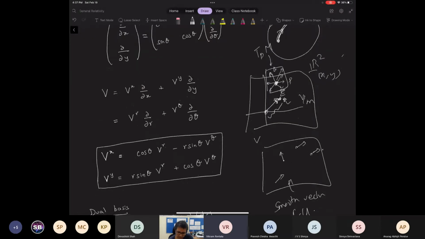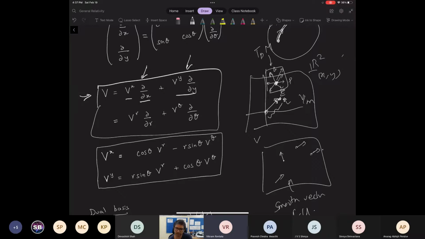Now suppose we have any vector at the point P. This vector can be expanded in the xy basis, where it has coordinates vx, vy, and it will be vx times partial x plus vy times partial y. These are basis vectors. Or you can write it in the partial r, partial theta basis, with some coefficients vr and v theta.